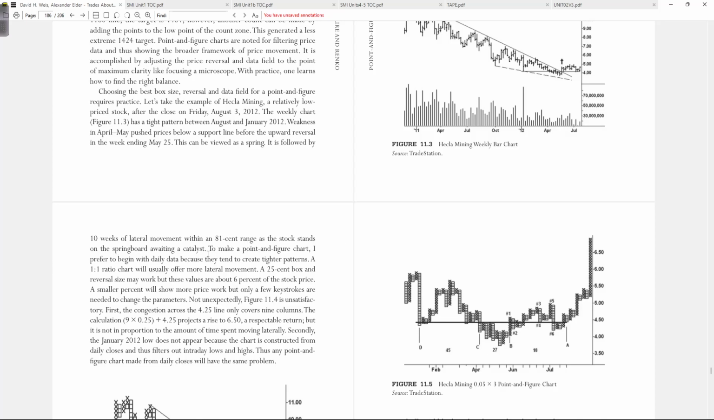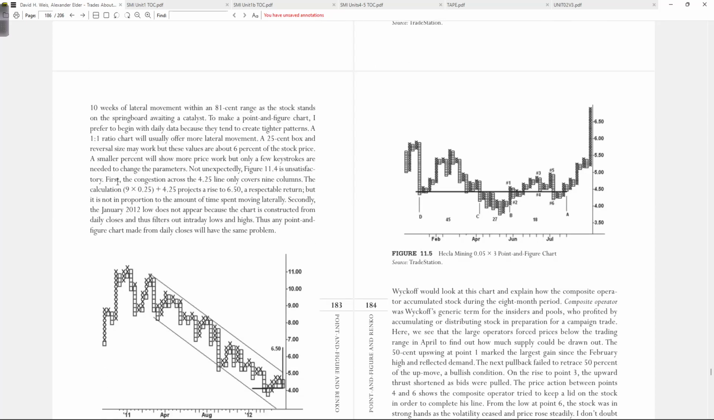as the stock stands on the springboard awaiting a catalyst. To make a point and figure chart, I prefer to begin with daily data because they tend to create tighter patterns. A 1:1 ratio chart will usually offer more lateral movement. A 25-cent box and reversal size may work, but these values are about 6% of the stock price. A smaller percent will show more price work, but only a few keystrokes are needed to change the parameters. Not unexpectedly, figure 11.4 is unsatisfactory.